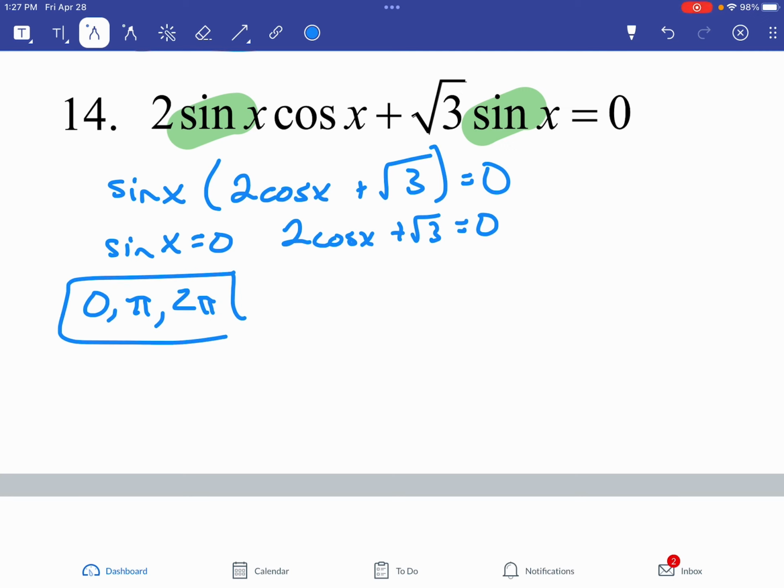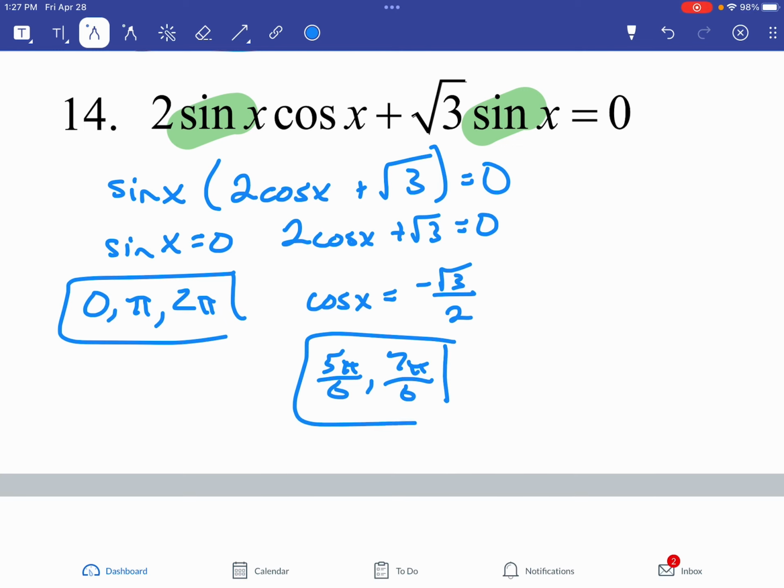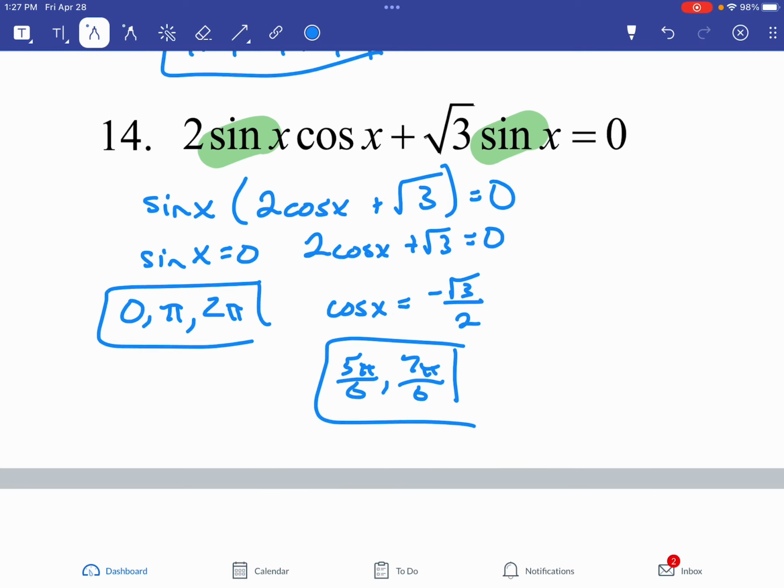The second one, if we subtract root 3 and divide by 2, where's the x term going to be negative root 3 over 2? There are 2 of them: 5 pi over 6 and 7 pi over 6. And we're done with our equations.